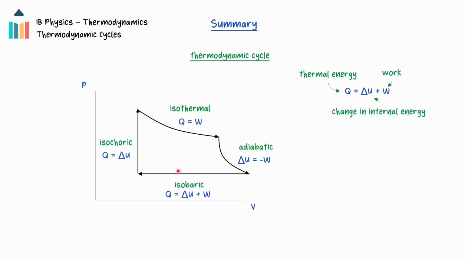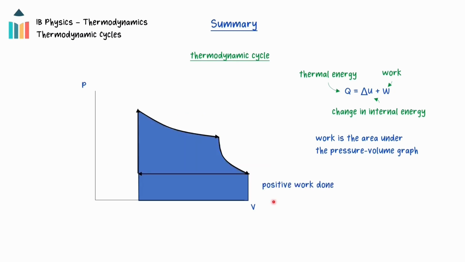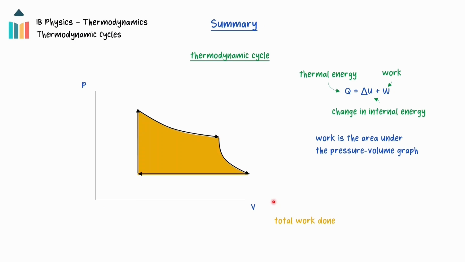In summary, a thermodynamic cycle is a closed reversible series of thermodynamic processes shown on a pressure-volume graph. The area under the pressure-volume graph is equal to the work done. Over the course of a cycle, positive work is done when the volume expands and the ideal gas does work on the surroundings. Negative work is done when the volume decreases and work is done by the surroundings on the ideal gas. The net work done by a thermodynamic cycle is equal to the sum of the work done by the gas and the work done on the gas. This work done by the cycle is the area contained within the thermodynamic processes on the pressure-volume graph.